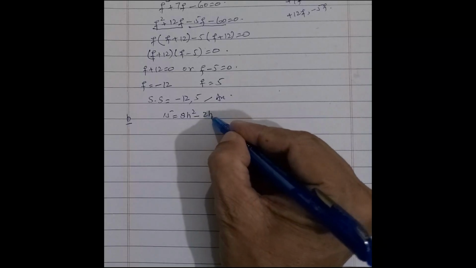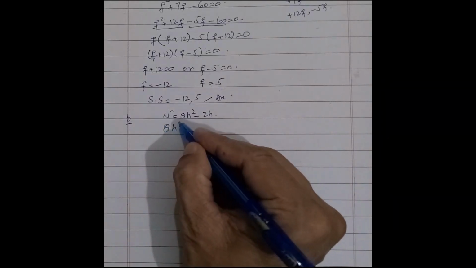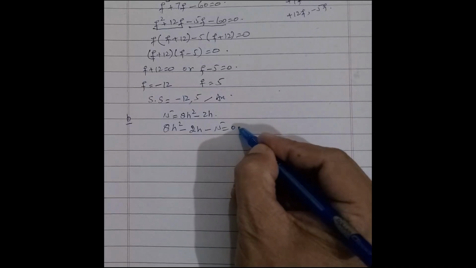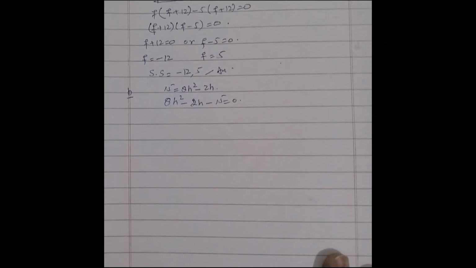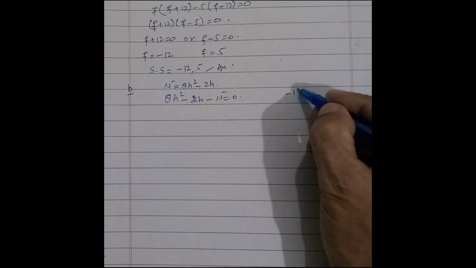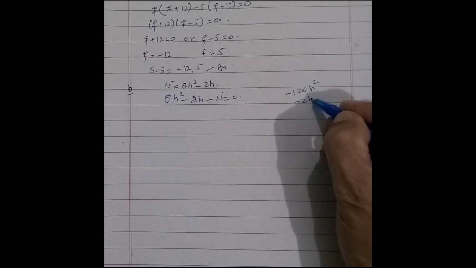Now the B part of question 12 is 15 is equal to 8h square minus 2h. Now we convert the question into a quadratic standard equation, which is 8h square minus 2h minus 15 is equal to 0. Now we first prepare the two factors, which is 8 multiplied by 15 is minus 120 h square, and the middle value is minus 2h.